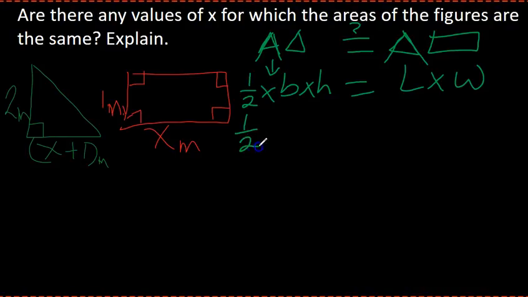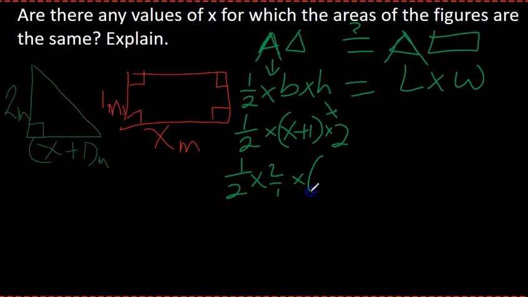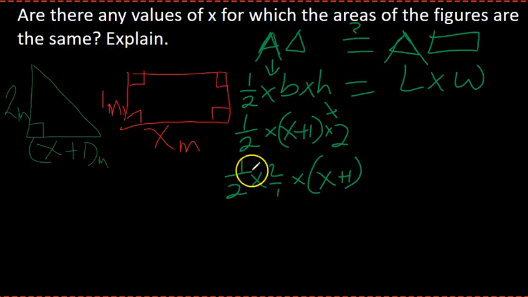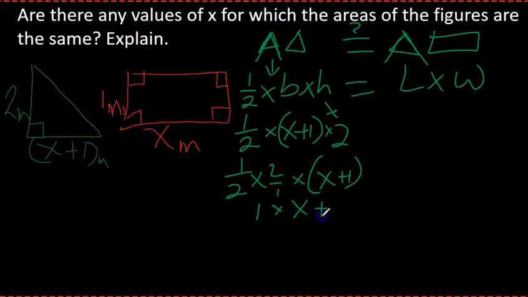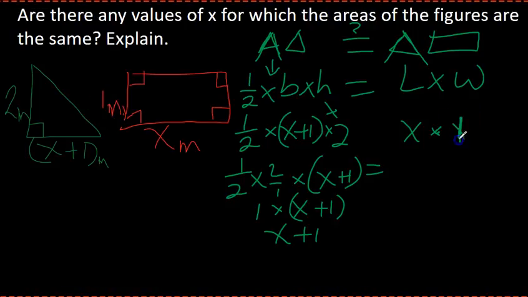Then we replace. Look at the triangle. The base is x plus 1, so we write x plus 1 times the height, which is 2. If we simplify, we can do 1/2 times 2 over 1, and then times x plus 1. So this becomes 1 times x plus 1, which is x plus 1. That side is simplified. How about the other side? The length is x and the width is 1, so 1 times x is 1x, which equals x. So looking at it, x plus 1 equals x.